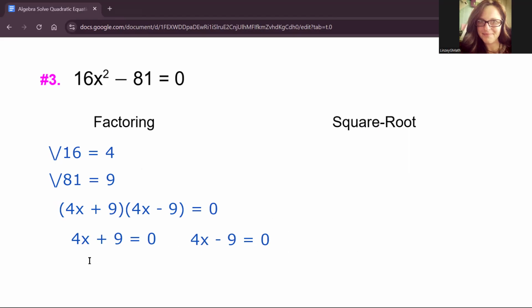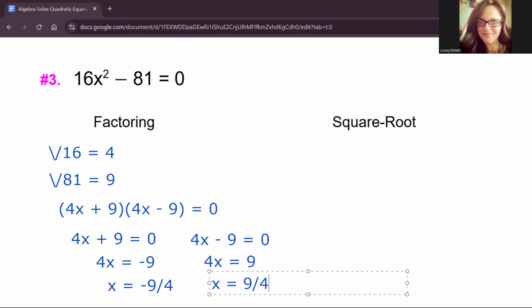For this one, we'll subtract 9 and then divide by 4. We get -9/4. And for the second factor, we'll add 9 and then divide by 4. We get +9/4. Let's use the square root method.